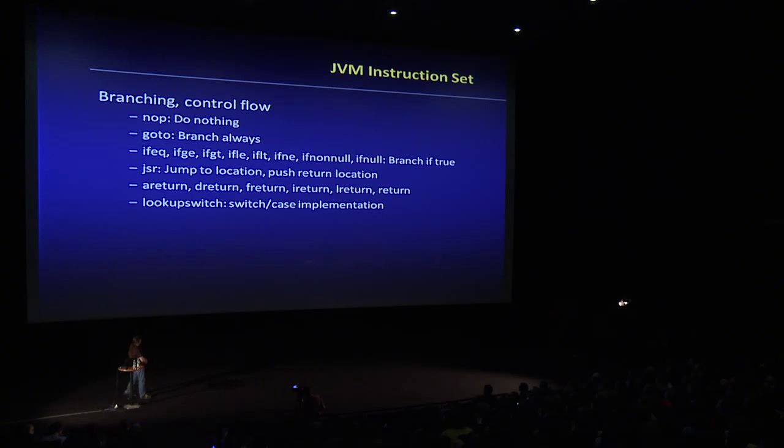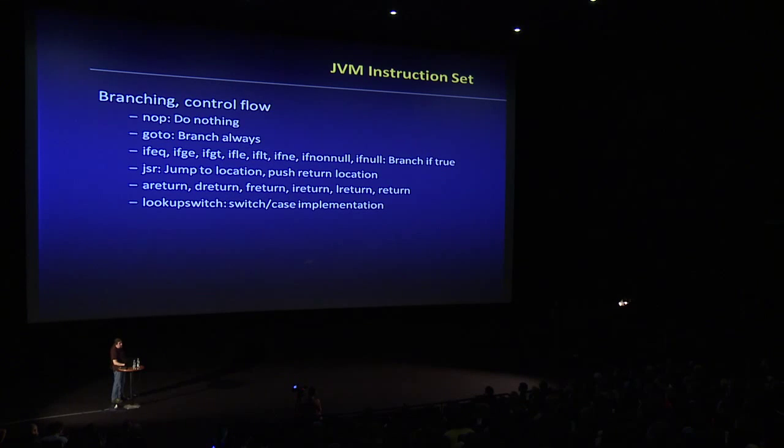Return, again, there's a return for each different primitive type, plus return by itself for void. And then there's also a lookupswitch opcode, which is specifically supposed to be a switch-case implementation optimization. For a long time, the Java compiler kind of stayed away from it because there were a lot of cases where lookupswitch didn't work very well. And today, there are a lot of cases where the Java compiler just takes a switch and turns it into a series of if-else, particularly if you want to switch on strings, for example.